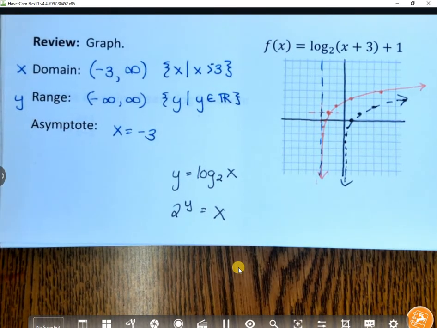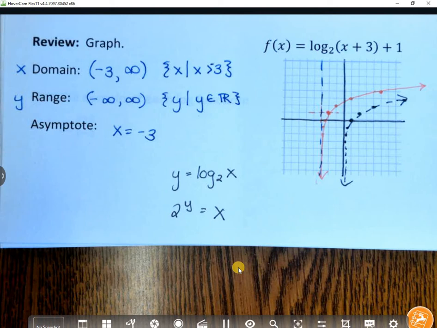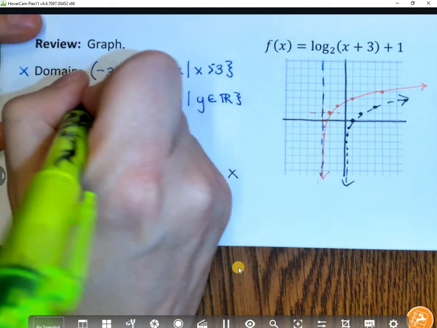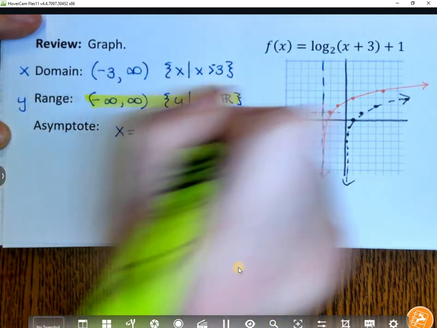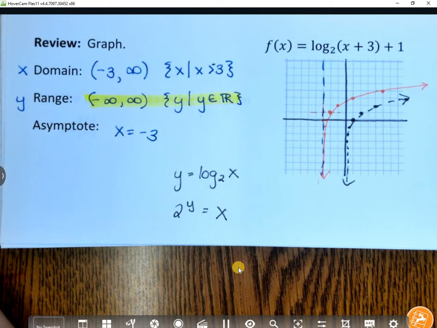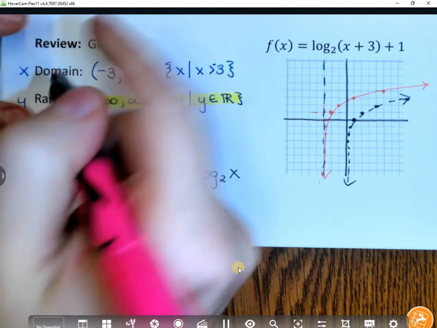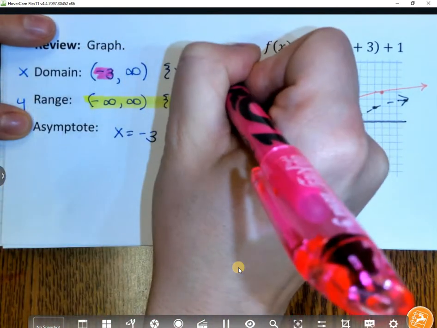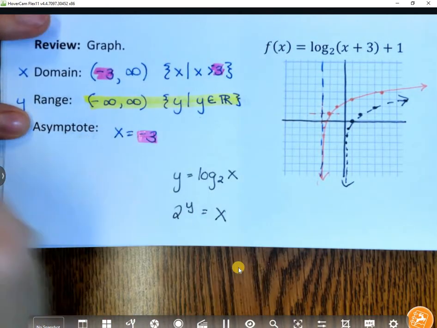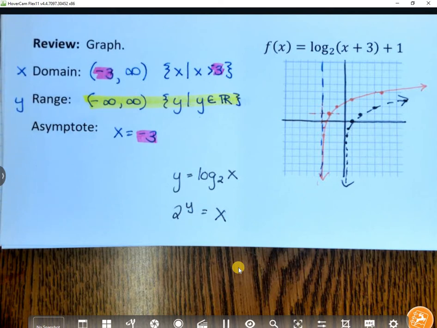Now, what you need to understand about logs when it comes to domain and range is that no matter what log you are given, your range is always going to be all real numbers. So we're not even going to worry about that. The range for a log is always all real numbers. Another really cool thing that happens here is whatever number we have here, that number will always match that number there. They're always tied to each other here.